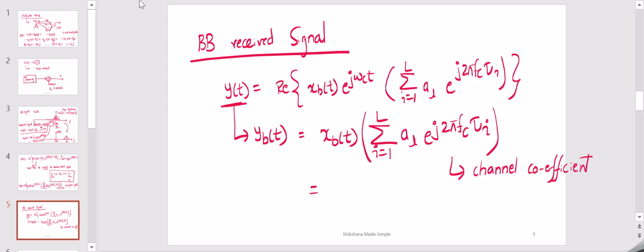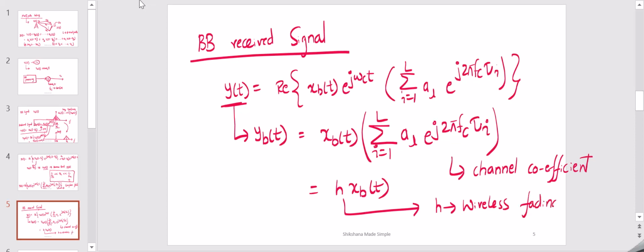So we can write it as h into xb of t, where this h will constitute as the wireless fading channel.